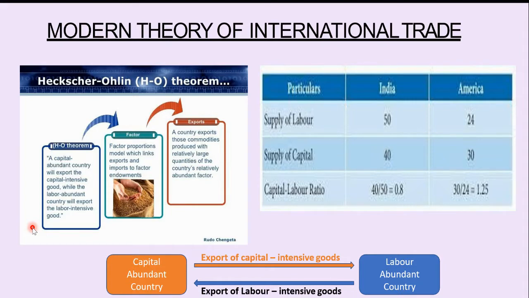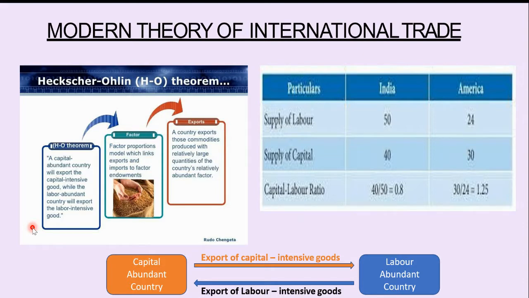This theory says that the basis for international trade is the difference in factor endowments. So what do you mean by factor endowments? To produce anything, we need the factors of production. What are the factors of production? Land, labor, capital, and entrepreneur or organization.